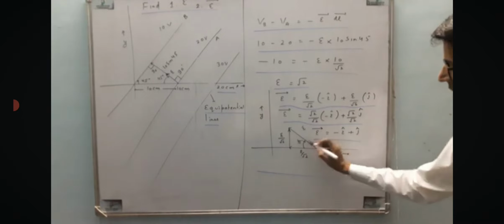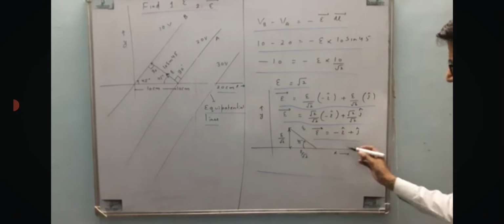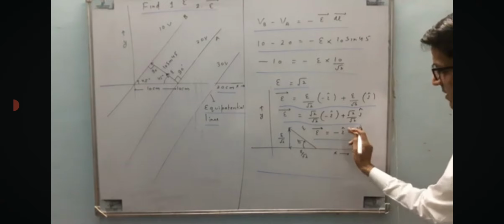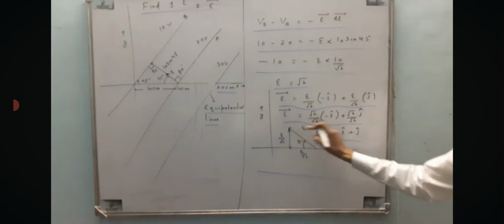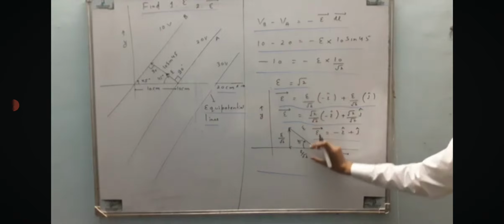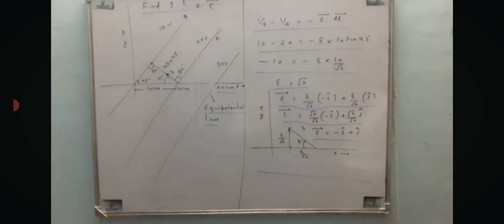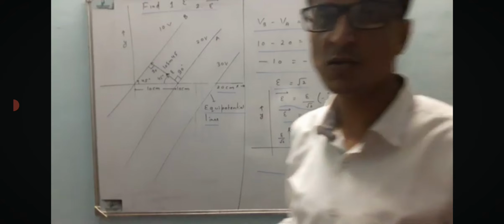We can take the components and this can be written as E by root 2 and E by root 2. So the unit vector along the minus x-axis is minus i cap and along the plus y-axis is j cap. So we can write vector E as E by root 2 into minus i cap plus E by root 2 into j cap. Substituting E equal to root 2, we have vector E is minus i cap plus j cap. So in this way you can solve your questions quickly.